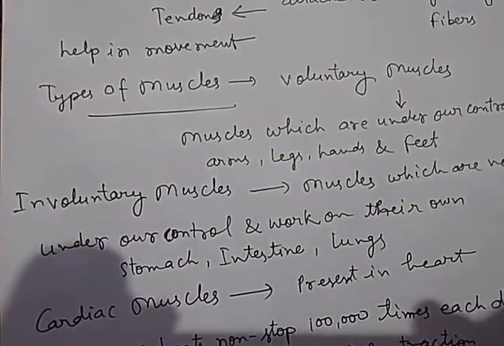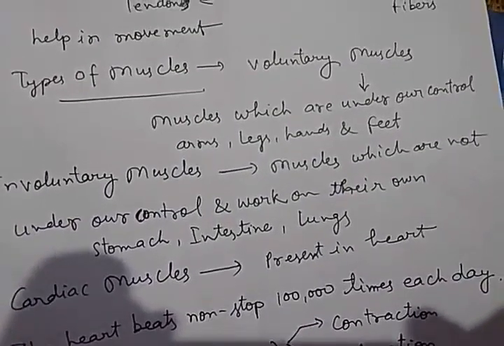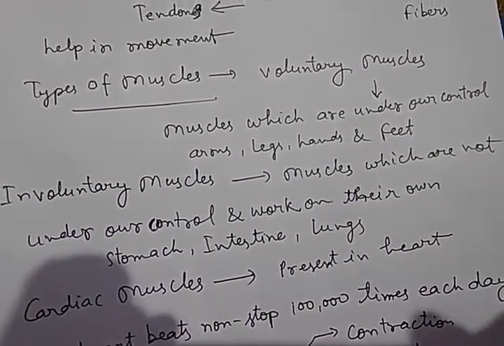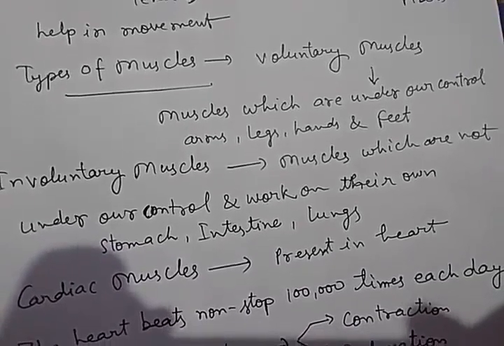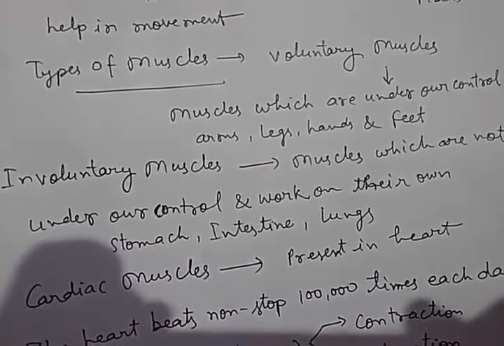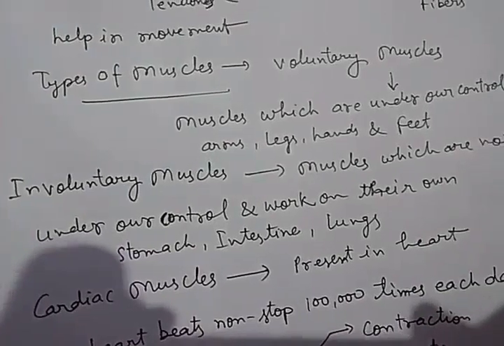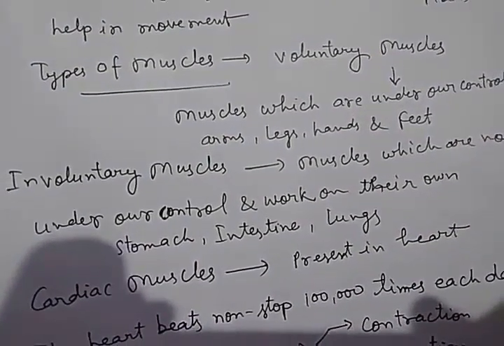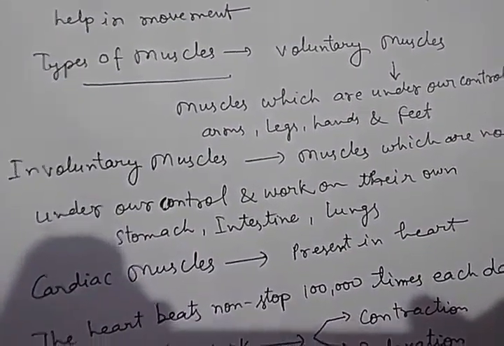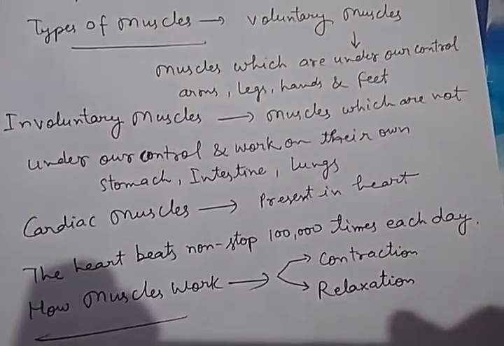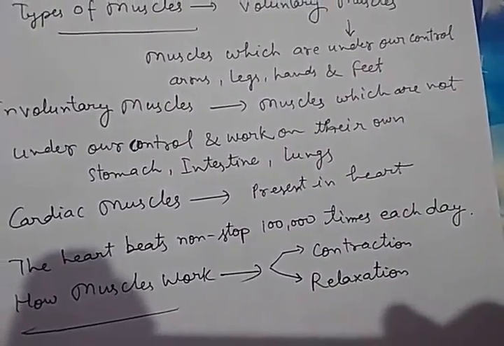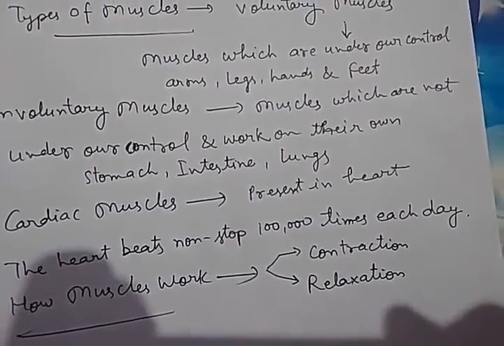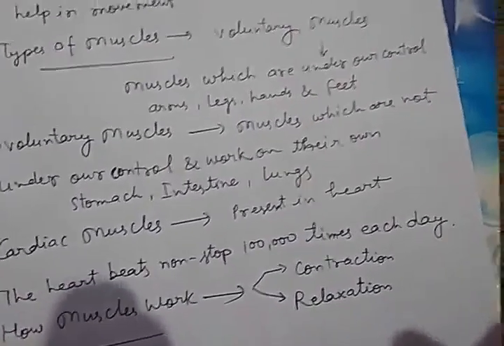But involuntary muscles are not under our control and they work on their own. These muscles are found in our internal organs like stomach, intestine, and lungs. And cardiac muscles are present in our heart. The heart beats non-stop 1 lakh times each day. Now look here.